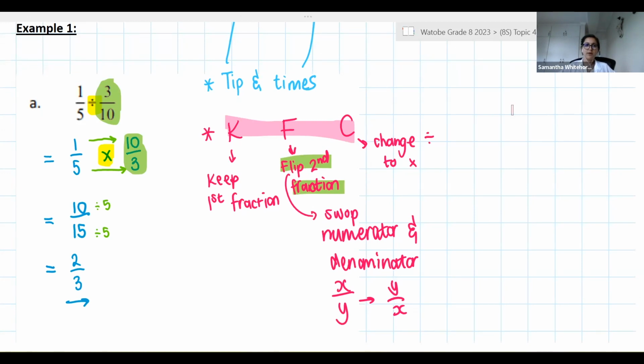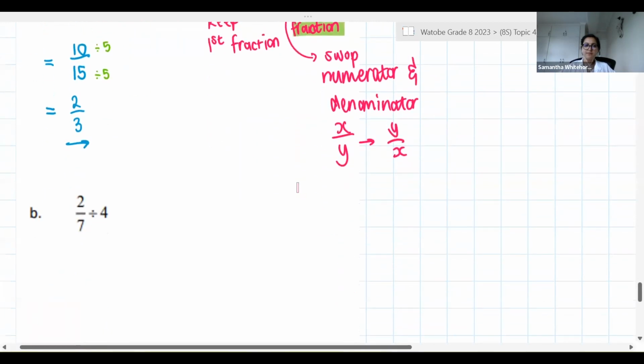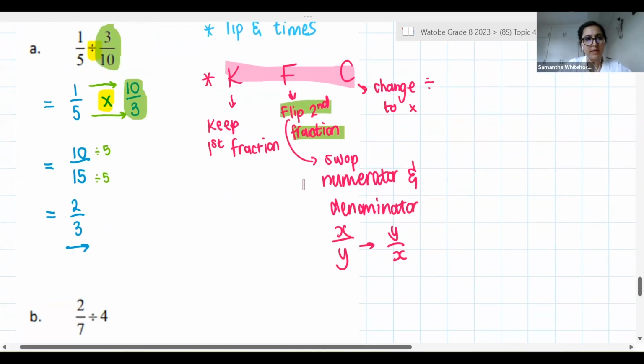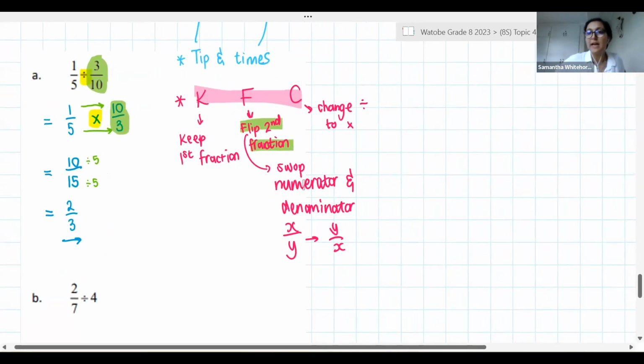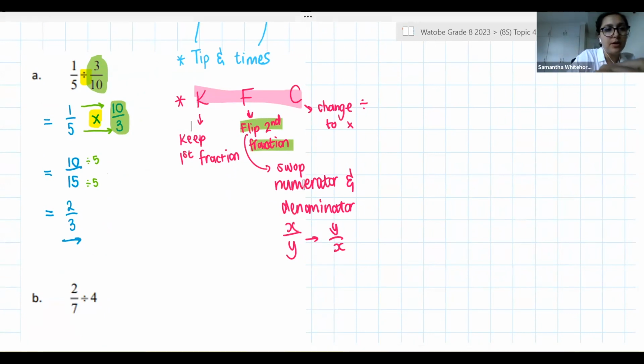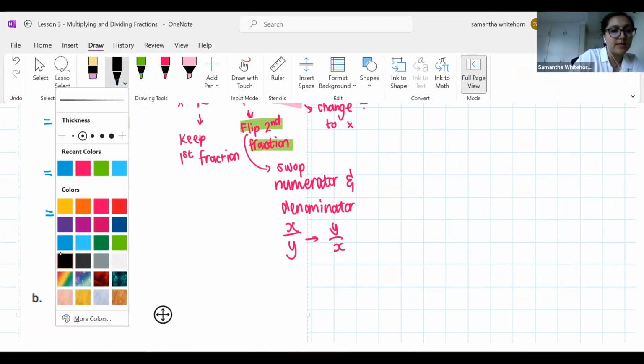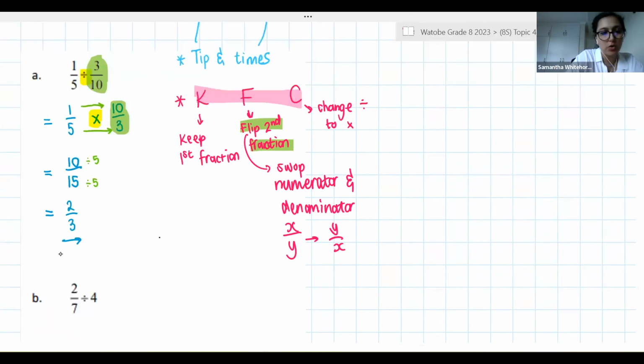Alrighty, guys. So I'm going to put up another one for you to have a go of. Remember to ask questions if you're not understanding. So what I'm going to do is I'm going to just make that a touch smaller so that you can see how we did A. Work off that and try B for me. Remember though that this 4 we want to write as a fraction. So this is 2 over 7 divided by 4 over 1. So now apply your KFC or apply your tip and times and go and simplify that for me.